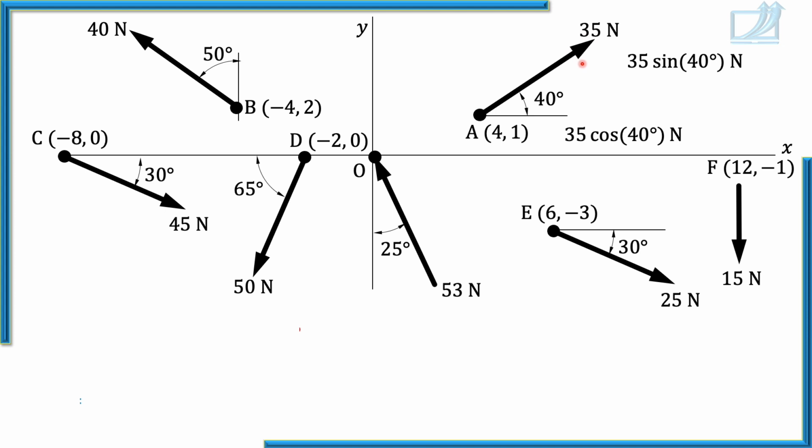So what is this direction? Rightwards, upwards. So similarly, now you tell me and speak loudly those directions. Tell me, what is this direction? Leftwards, upwards. What is this direction? Rightwards, downwards. What is the direction of this 50 Newton force? Leftwards, downwards. What is the direction of this force?